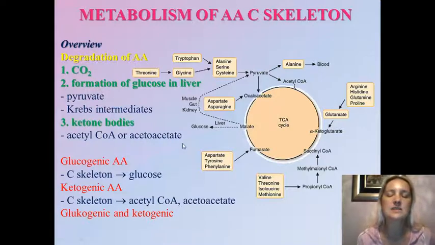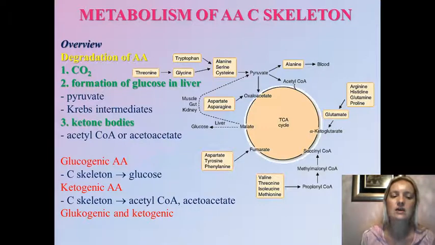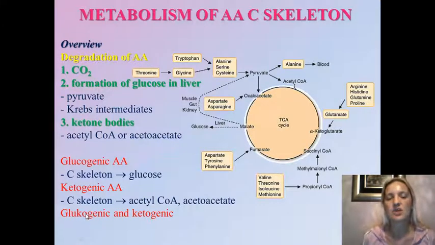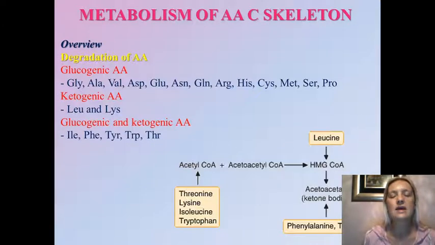So amino acids can be classified in three groups. Glucogenic amino acids, because upon the degradation of their carbon skeleton we can form glucose. Ketogenic amino acids, because upon the degradation of their carbon skeleton we can get acetyl coenzyme A or acetoacetate. And there is a group of amino acids which can be both glucogenic and ketogenic. So I'm going to make a list in order to prevent getting back to this list over and over again when we move on to individual amino acids.